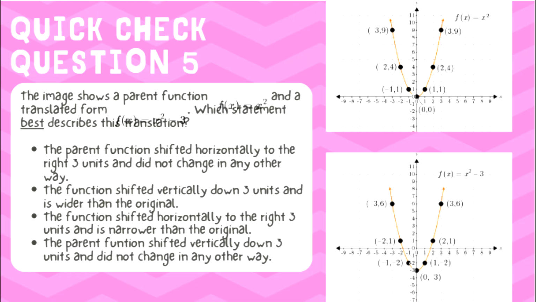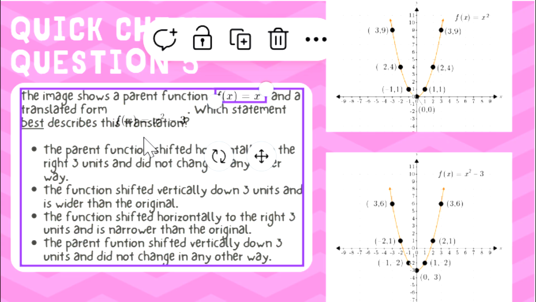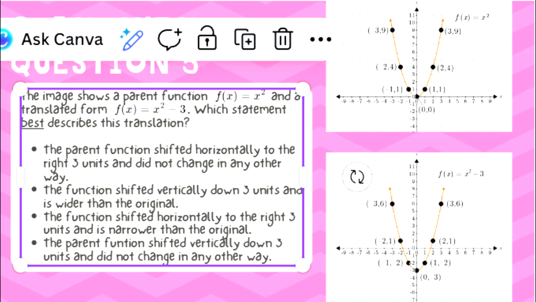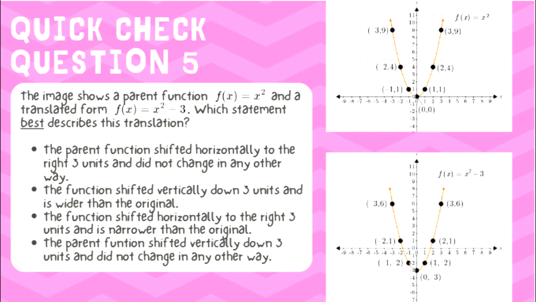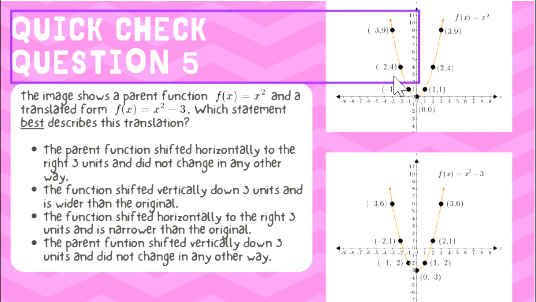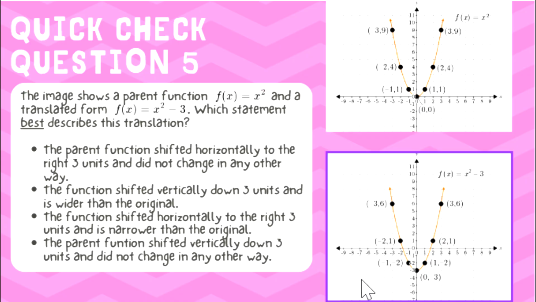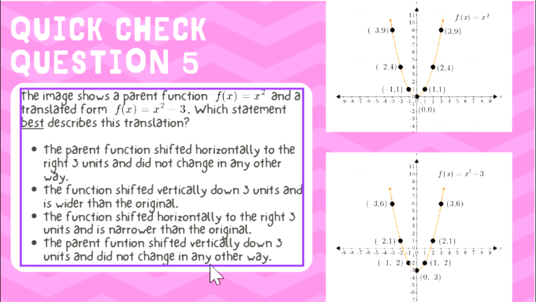Quick check question number 5. The image shows a parent function. Wow, it shifted on me. There's the parent function and a translated form. Which statement best describes this translation? Okay, so we have the original, which touches the origin, and we have the changed one, which is right down here. Which best describes this translation? Pick the correct one there.